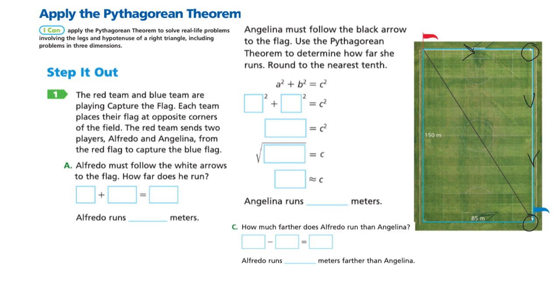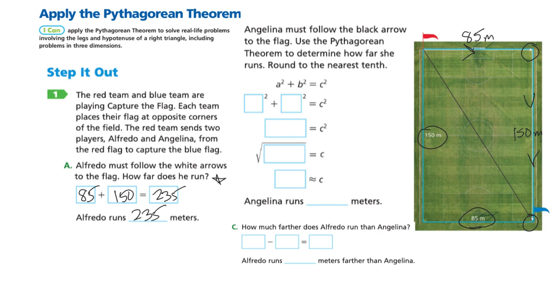So the first question that they ask is, how far does Alfredo run? So that's what they're asking you here. They tell you that this side is 85 meters, so because this is a rectangle, this is also 85 meters up here, so he runs 85 plus this, which they tell you is 150 meters, so this is also 150 meters. So he runs 85 plus 150 meters, which is 235 meters. So he runs 235 meters.